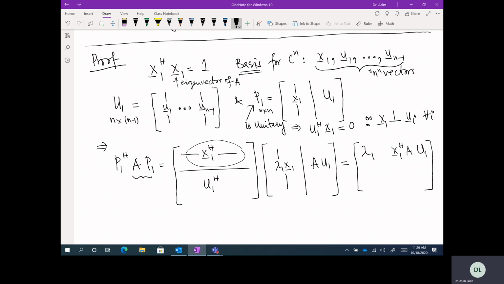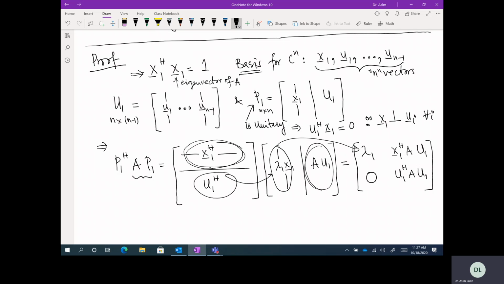And this should be u1H term, this should be 0. This is 0. And u1H A u1. So this is u1H A times u1. Okay, so this is multiplied by this one. You get this because this is orthonormal. And then when you multiply this one with this one, this is x1 A u1. When you multiply this with this one, you get 0. Why? Because these are orthogonal. And then when you multiply this one with this one, you get this thing.